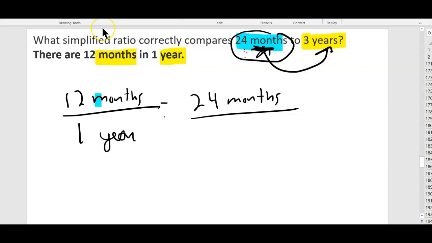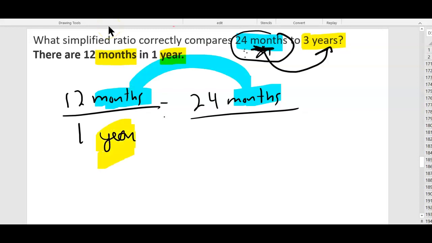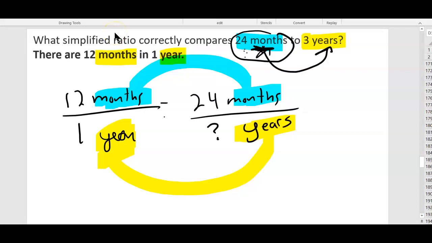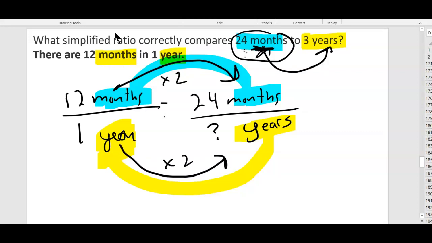Remember? Keep them together on the top. If you have months on the top here, you have to have months on the top here. If we have years on the bottom here, we have to have years on the bottom here. And this is what we're trying to find. So how do you go from 12 to 24? Times 2. How do you go from 1 to here? Just times 2. So, it's 2 years. That's one way to do it.